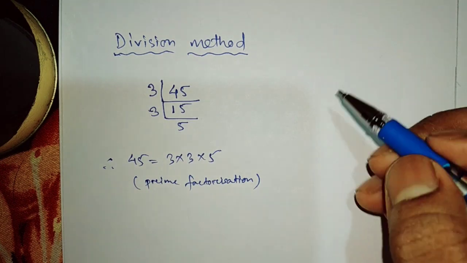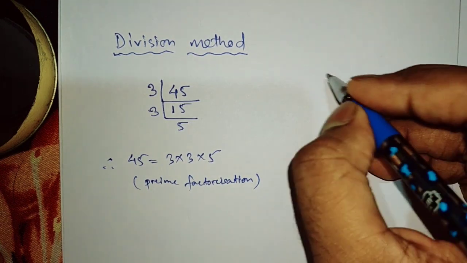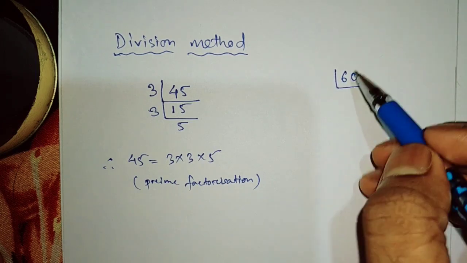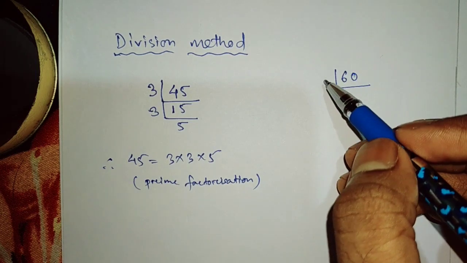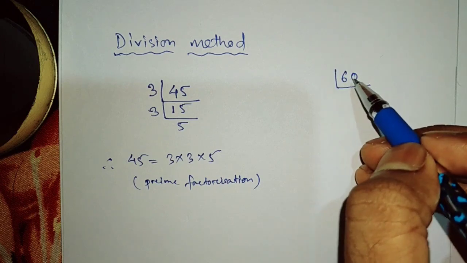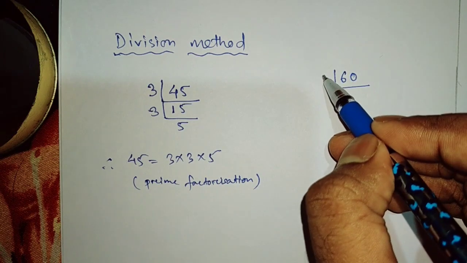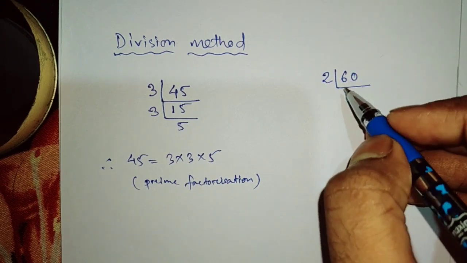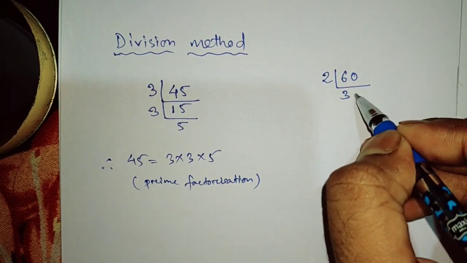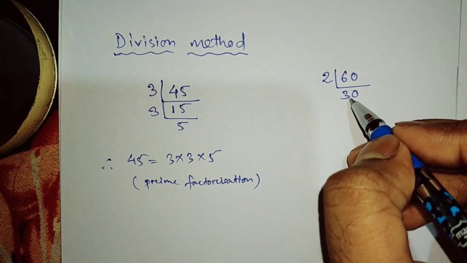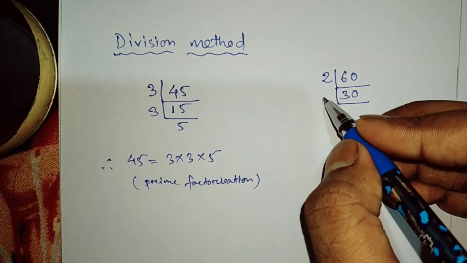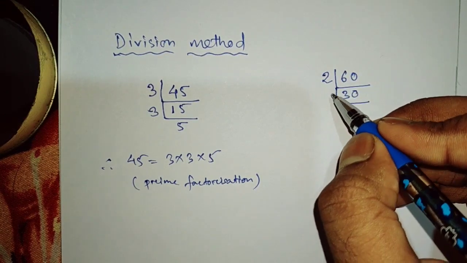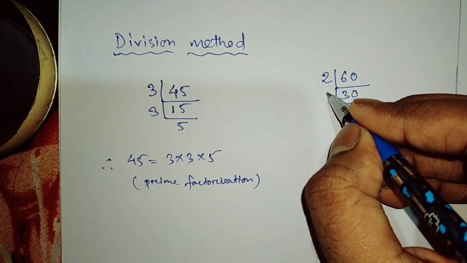Let's take another number, say 60. Let's divide 60 by 2. Is it divisible? Yes, it has 0 here. So 2 divides 60. How much? 2 3s are 6, 2 zeros are 0. It becomes 30. Is 30 divisible by 2? We'll take the smallest prime number. So yes, 30 is divisible by 2.